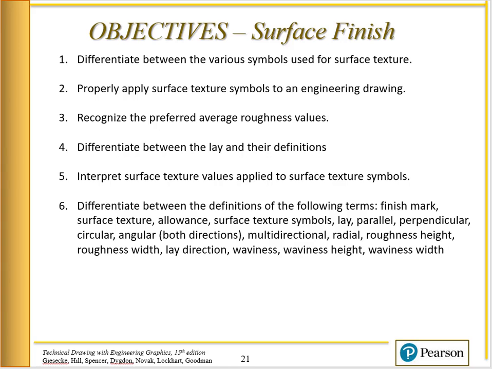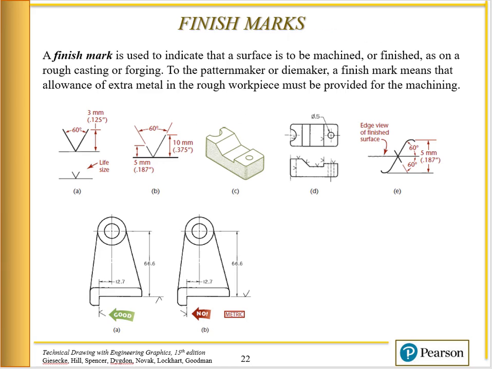Okay, finish marks. Finish marks show up on drawings. This is the first one. This is called a finish mark. It used to have equal legs, and then this is the standard for it right now. This is an old interpretation of it, and this finish mark means the surface finish is machined or finished as on a rough casting or forging, which means you have to come in there and machine.